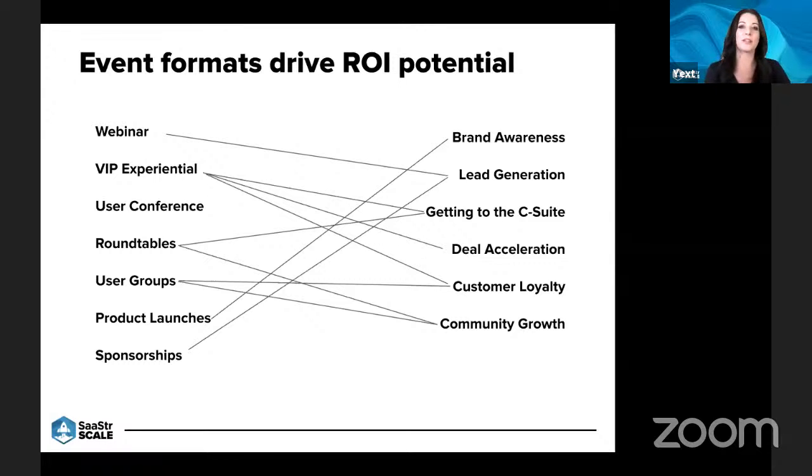So as you think about these different types of events, webinars, VIP experiential events like wine tastings, user conferences, roundtables, user groups, product launches, and sponsorships, match those to the goals of what you're trying to drive for your programs and for your revenue funnel. All of these different types of events map to different types of engagements, right? So if you're thinking about brand awareness, product launches are great ways to do that. Lead generation, webinars, sponsorships. And the only one here that captures all of them is a user conference. But even within that, the different types of content and activities that you provide are going to drive to those different types of goals as well.